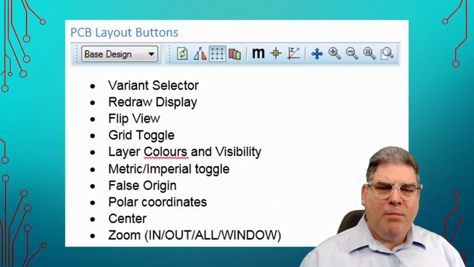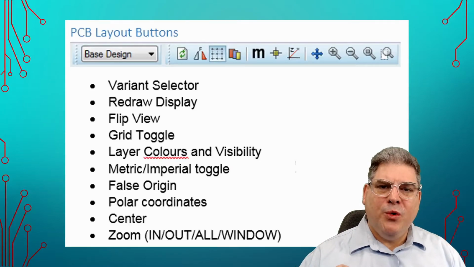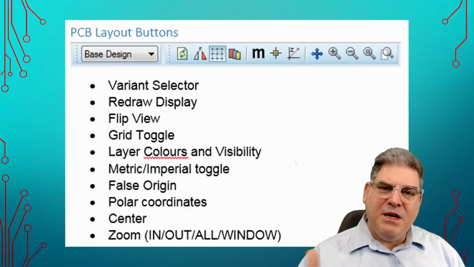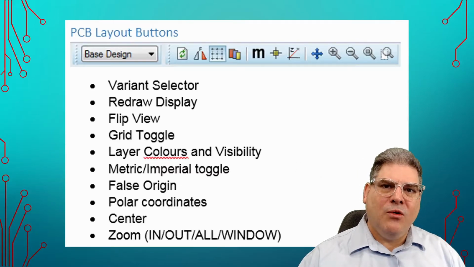Okay, if you flip over to your PCB layout tab, you'll notice that a lot of the buttons are similar. We have our variant button. We have the redraw. Flip is interesting. So flip will let you look at your PCB from the back side as opposed to the front side. And so what difference does that make? Well, it just helps you lay it out if you're trying to put text in or something on the back side and you want to see what it looks like. You can flip it back and forth.